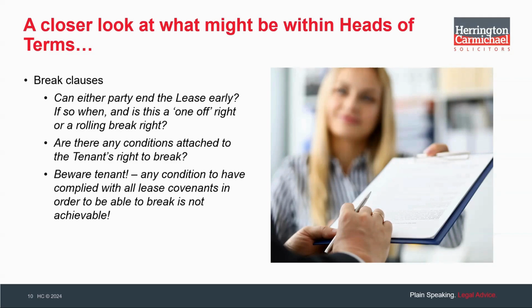So it's important, again, to button down the details of this in the heads of terms. The parties need to know who has the right to break early. Is it tenant only? Is it mutual? Is it a one-off right on a fixed date at some point during the lease term? Or is it what's called a rolling break, which basically means that at any point after a particular date and time, the party can exercise the break?